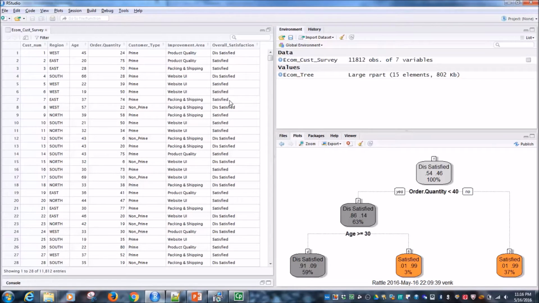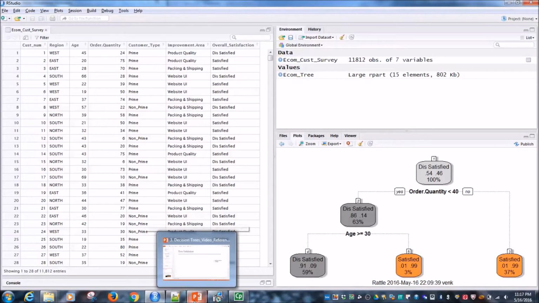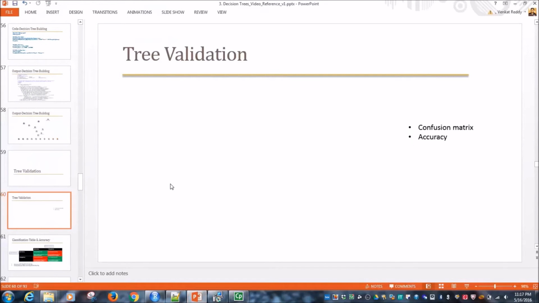So there are some actual values, there are some predicted values, and wherever the actual value is satisfied, we want to predict it as satisfied. Wherever it is dissatisfied, we want to predict it as dissatisfied. Now when it is satisfied, if we are predicting it as dissatisfied, that is an error, a misclassification error. We want to reduce those misclassification errors as much as possible. We want to increase the accuracy. That means whenever it is satisfied, we want to actually predict it as satisfied.